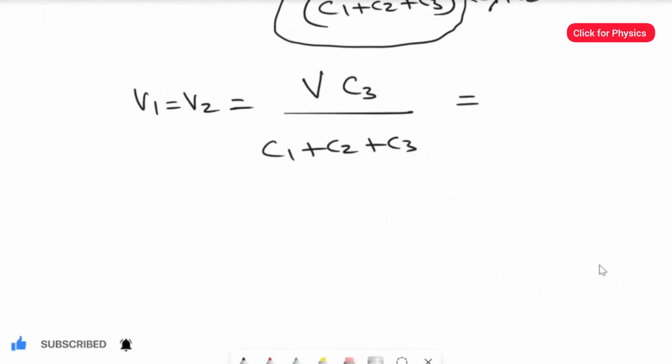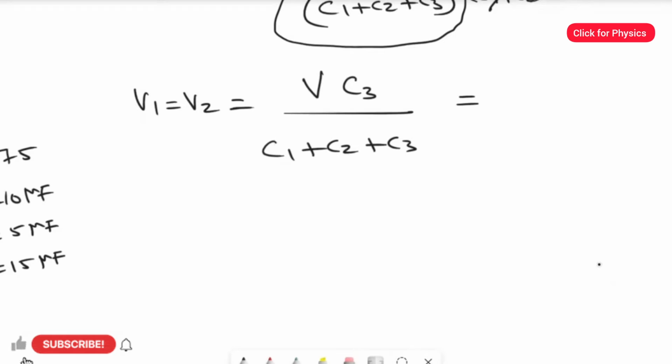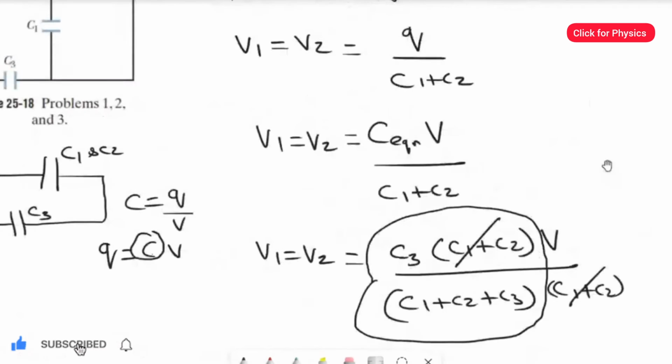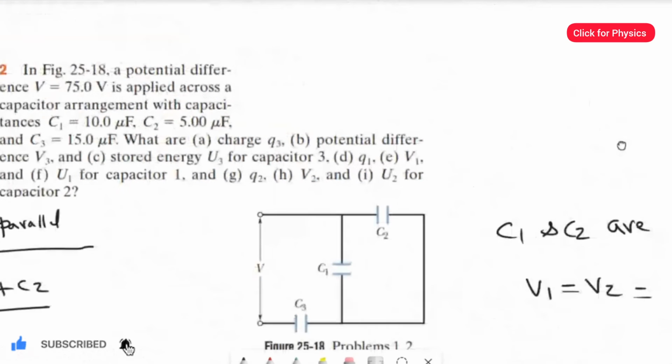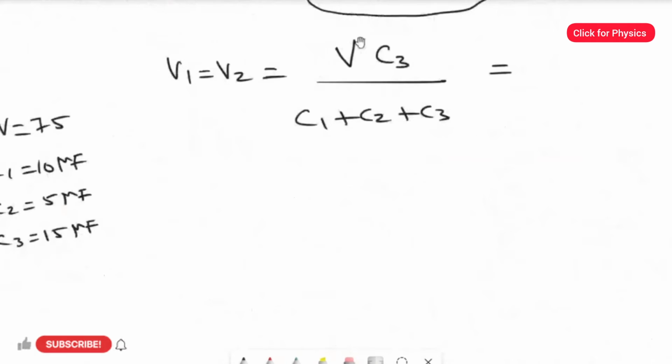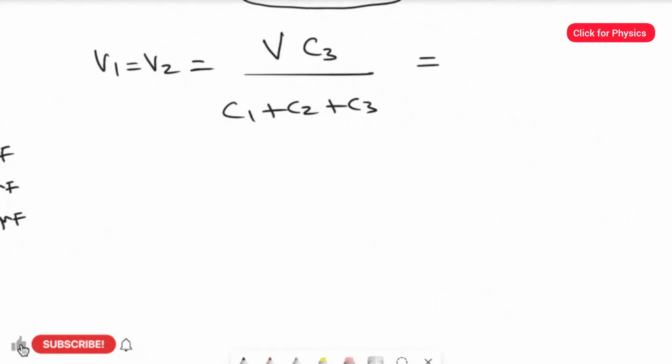So the voltage we are going to apply here is 75 volt, and C1 takes the value of 10 microfarad, C2 takes the value of 5 microfarad, and C3 takes the value of 15 microfarad. One more time, we will cross check our values of C1, C2, C3. So 10, 5, 15, right? Let's go back to the equation. 10, 5, 15, it's right. Now I'm going to substitute these values for getting the answer for V1, and once you have V1, it will be the same for V2.